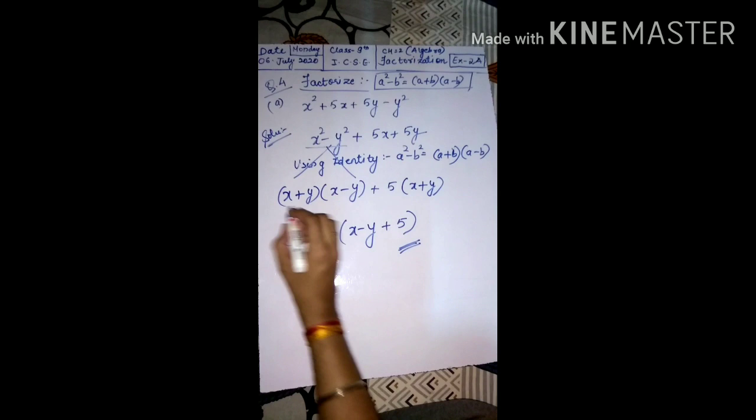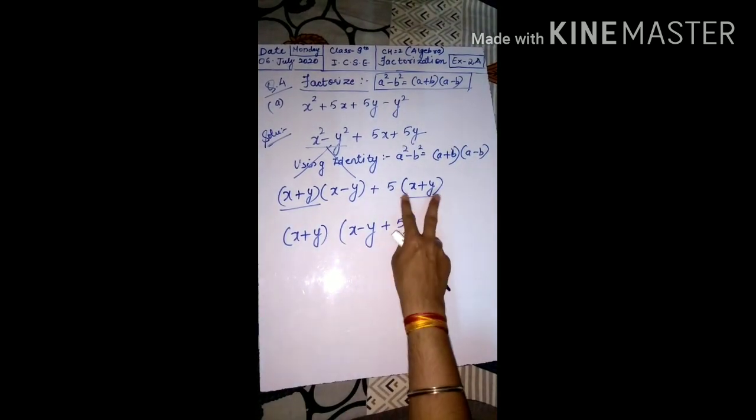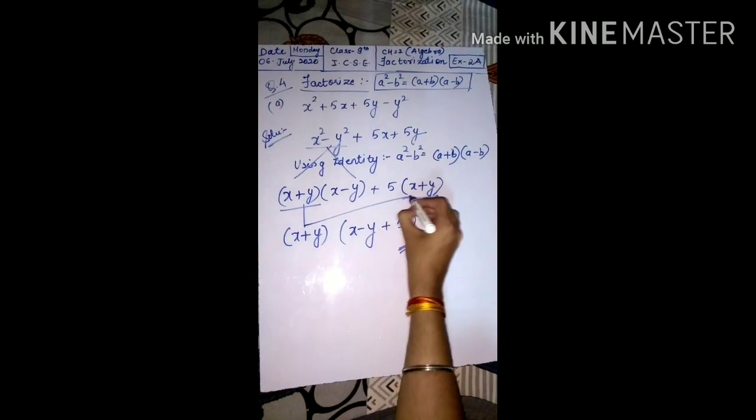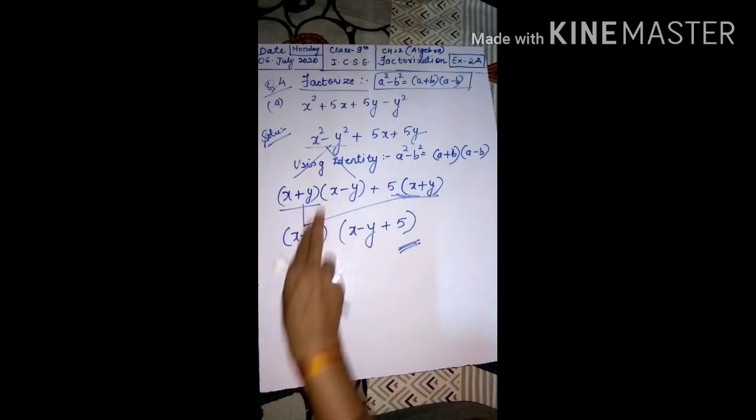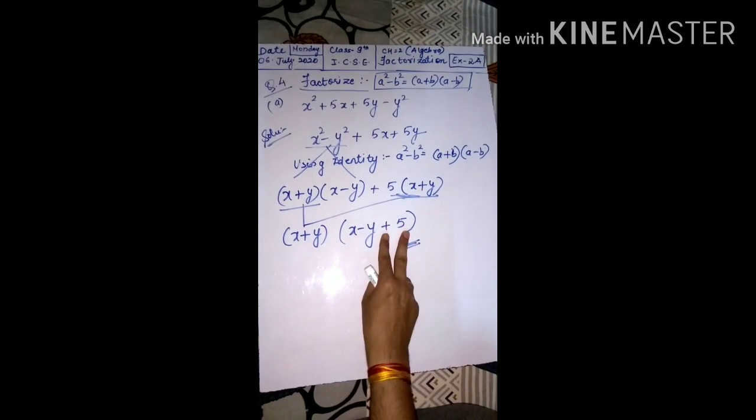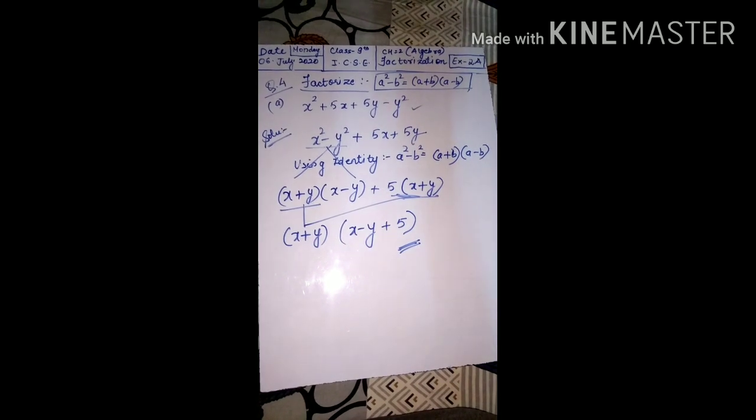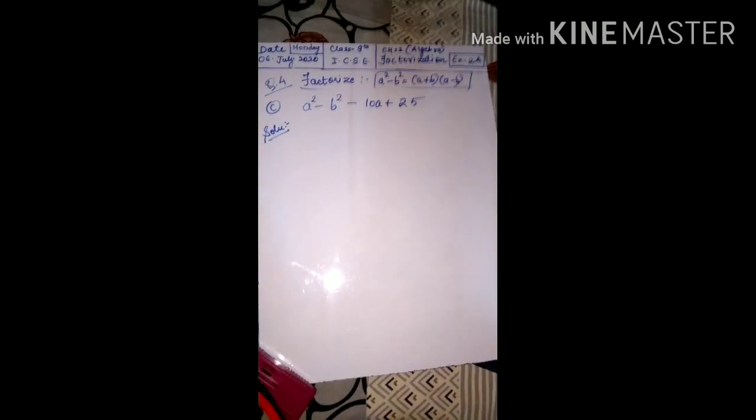Now again in this step you see that x plus y and this x plus y you can again take common. So we again took this as common, and in the bracket we are left with x minus y plus 5. So this is how we factorized this question. Okay, now this is the C question.